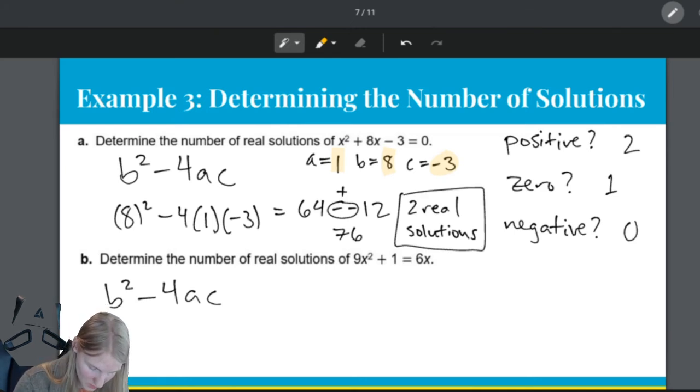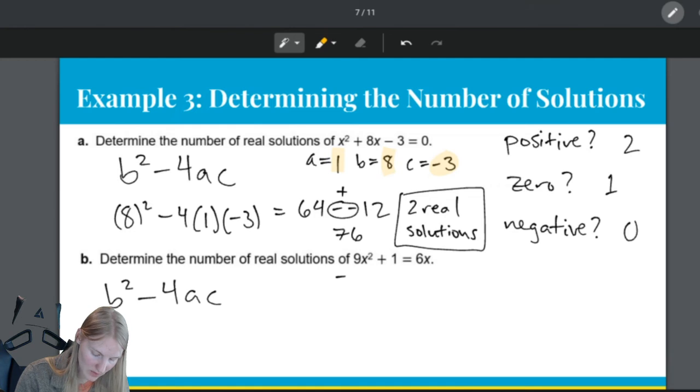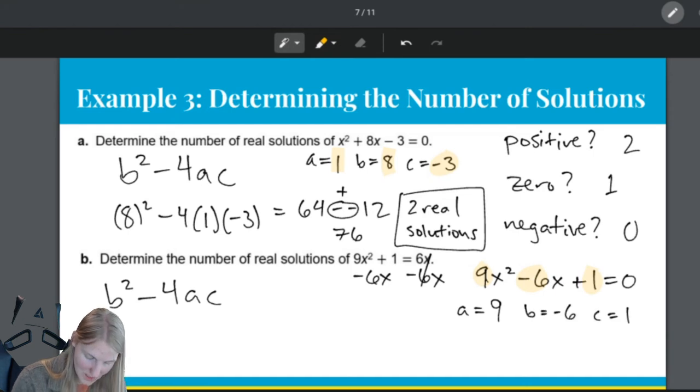Okay, next. Ooh, this is not in standard form. Careful. You might be tempted to say A is 9, B is 6, C is 1. No. No. Careful. We need to be in standard form. So, minus 6x, minus 6x, and now we have 9x squared minus 6x plus 1. So now we can look at that. A is 9, B is negative 6, and C is 1.